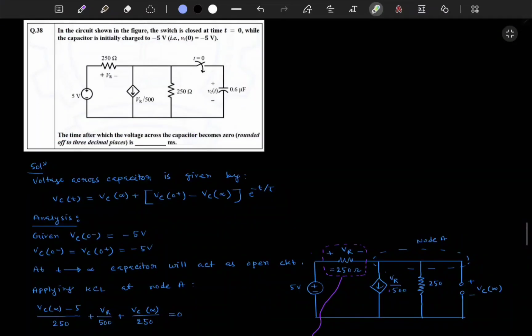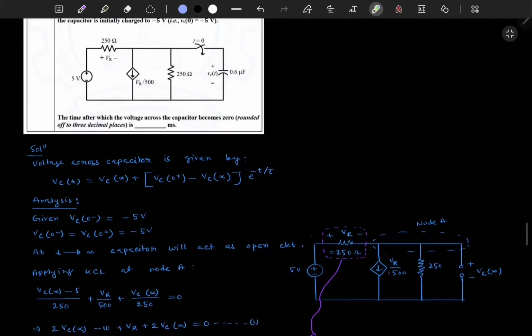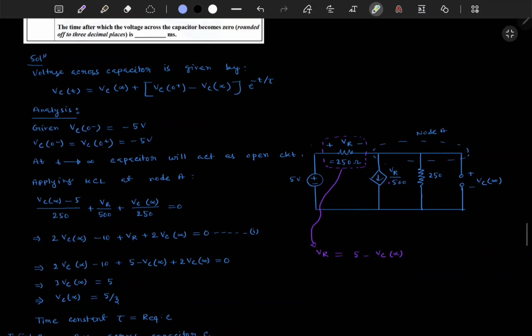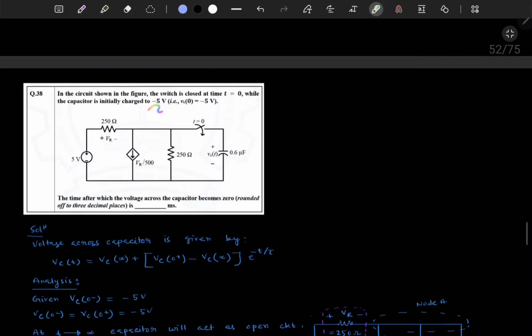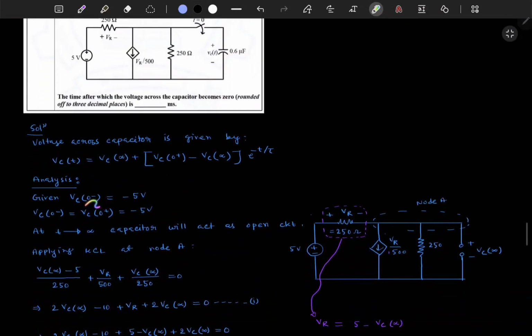After how much time does the voltage across the capacitor become 0? We need to find that out. The voltage across the capacitor formula is Vc(t) = Vc(infinity) + [Vc(0+) - Vc(infinity)] e^(-t/tau). Here it is already given that initially there is -5 volts across the capacitor. At t equal to infinity, the capacitor acts as an open circuit, as we know, so it will be open circuited.